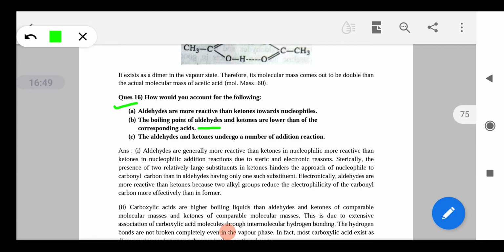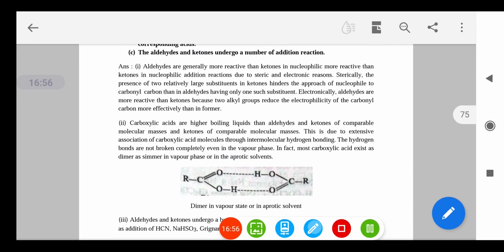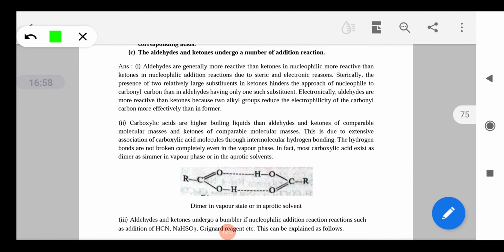Next is boiling point of aldehyde and ketone is lower than that of the carboxylic acids. It is very simple. Carboxylic acids have strong intermolecular hydrogen bonding, and it also does dimer formation. That is why their boiling point is higher, even higher than that of alcohols. But in aldehyde and ketones, there is simply dipole-dipole interaction, so their boiling point is low.